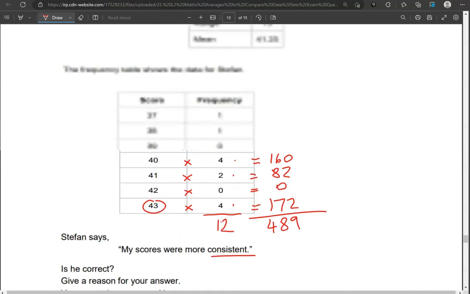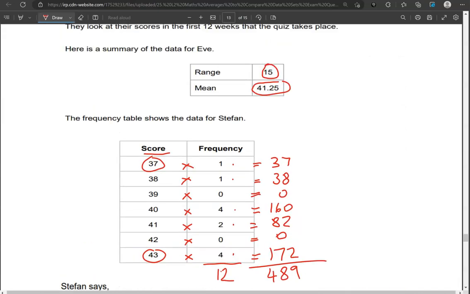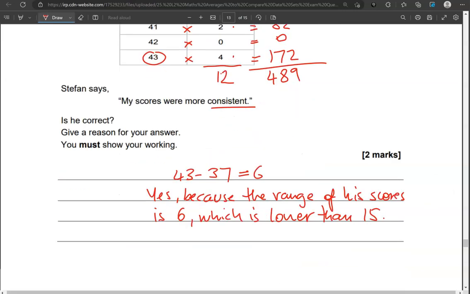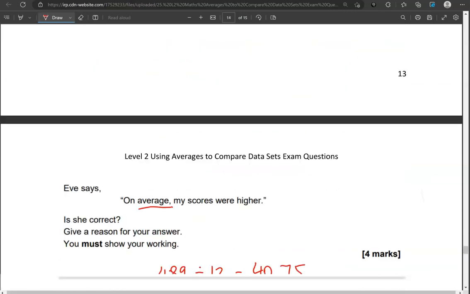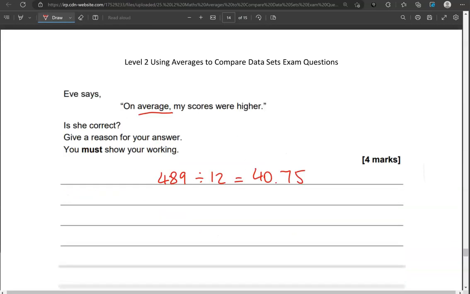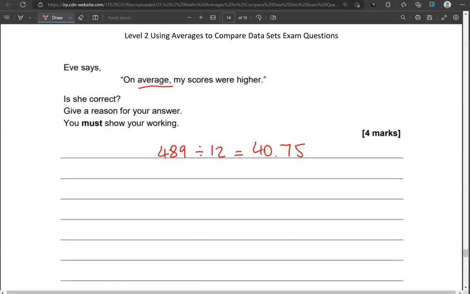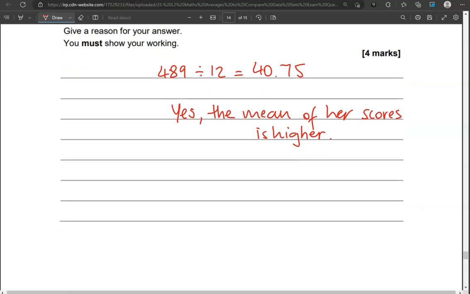And if we compare it to 41.25, you can see that Eve's is higher. So Eve is correct when she says that on average my scores were higher. So yes, the mean of her scores is higher.